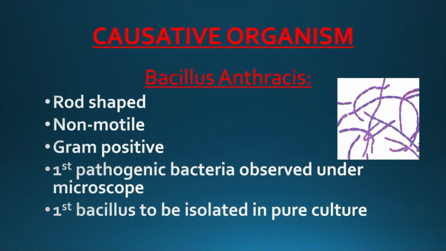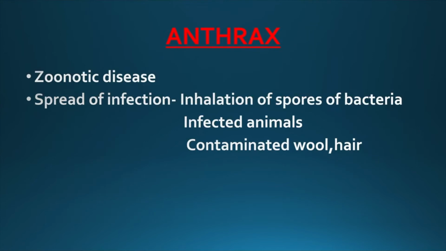Causative organism is Bacillus anthracis. It is a rod-shaped bacteria, non-motile, gram-positive. It is the first pathogenic bacteria observed under microscope. First bacillus to be isolated in pure culture. Anthrax. It is a zoonotic disease. Spread of infection through inhalation of spores of bacteria, infected animals, contaminated wool, hair, etc.